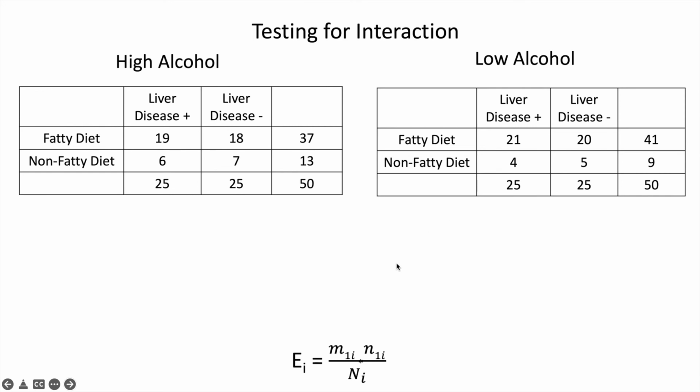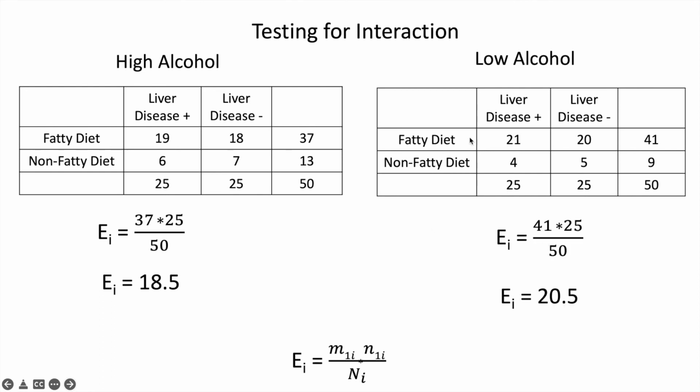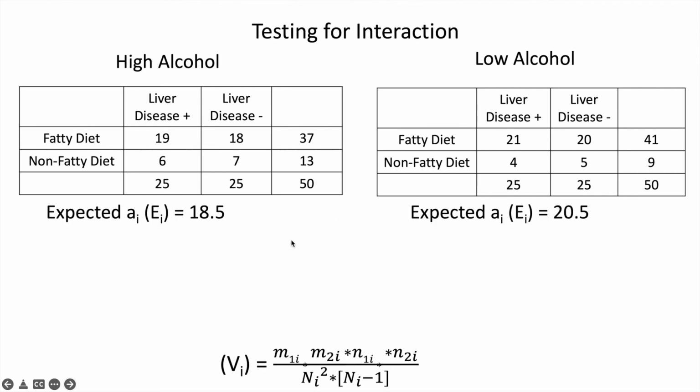So going through that with our example here, to find what we expect to be in this cell, we multiply the marginal total for the exposed group by the marginal total for cases, so 37 multiplied by 25 divided by the grand total of 50. So we get an expected value of 18.5, which is pretty close to 19. And we do the same for the low alcohol group. 41 times 25 divided by 50, 20.5, also very similar to our observed value.